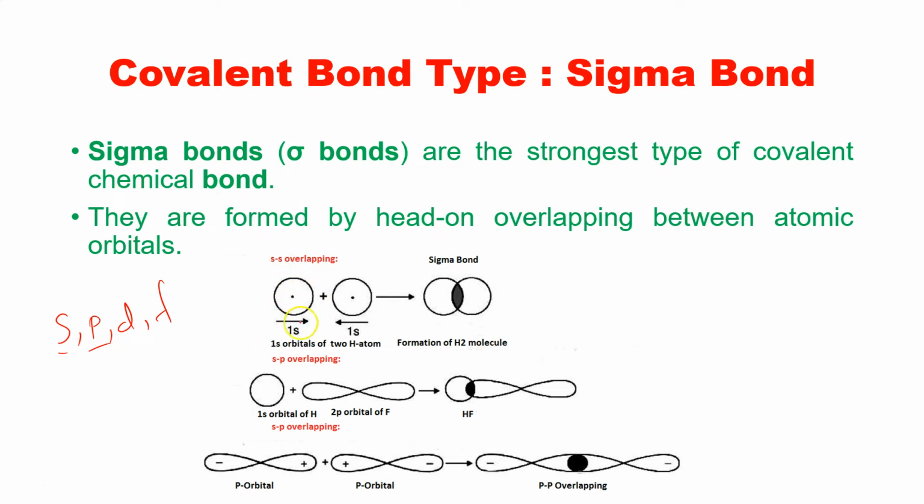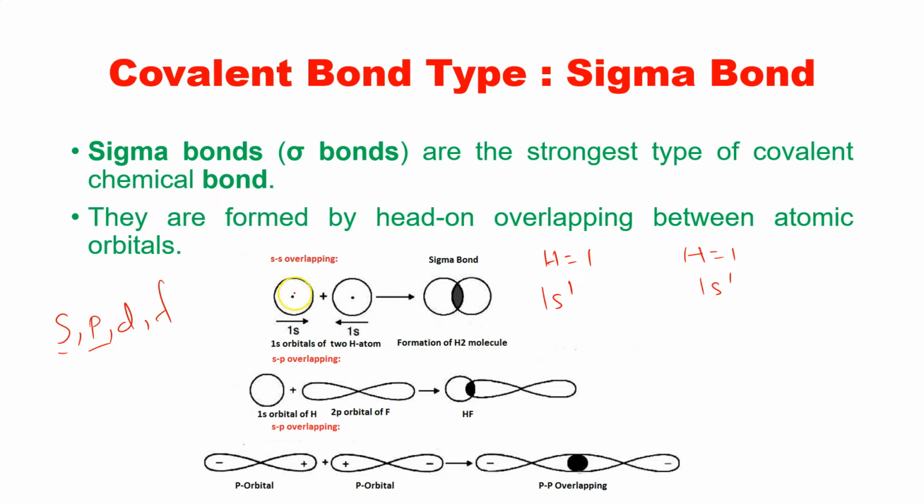The s orbital is oval or round in shape. There is one electron from 1s and one electron from 1s, and they will combine and form a molecule, that is H2. The atomic number of hydrogen is 1, so its electronic configuration is 1s1. Another hydrogen atom also has electronic configuration 1s1. These two electrons will combine and share between the atoms, and it forms a molecule.